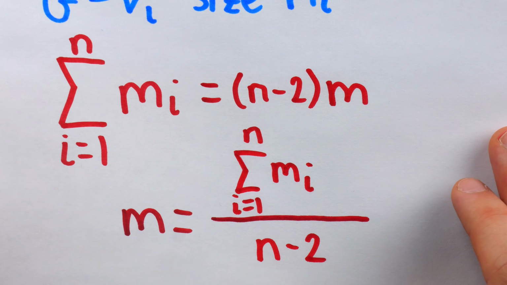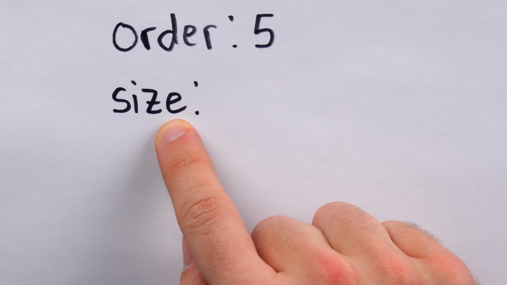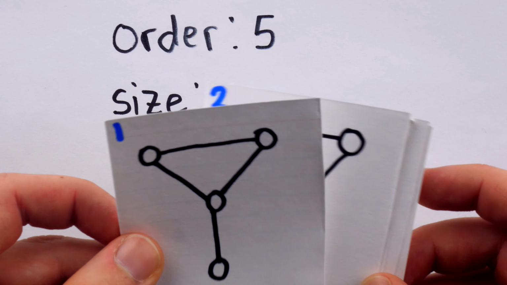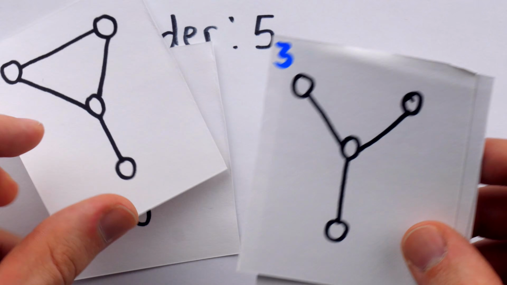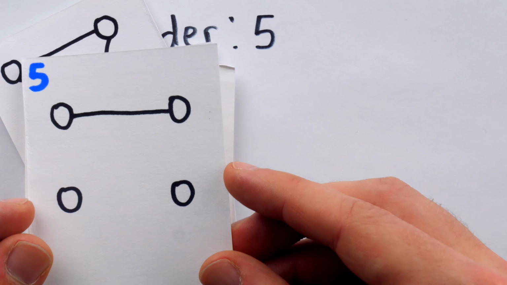Alright, let's try this calculation with our deck of cards. So to find the size of our mystery graph, we first need to add up the sizes of the cards in the deck. The size of this card is 4. This one is also 4, this one is 3, this one is 3, and this one is 1.